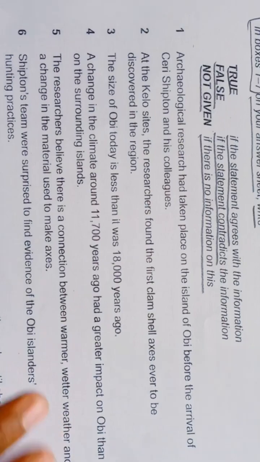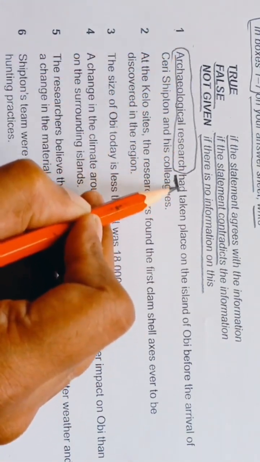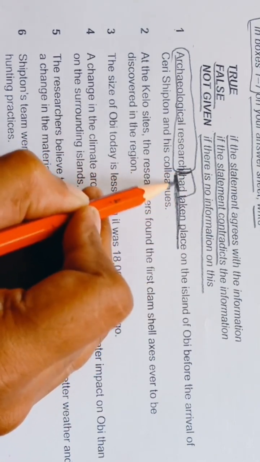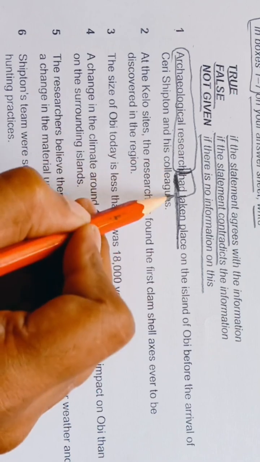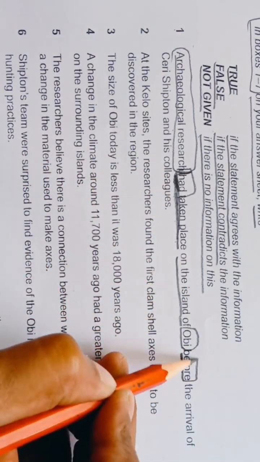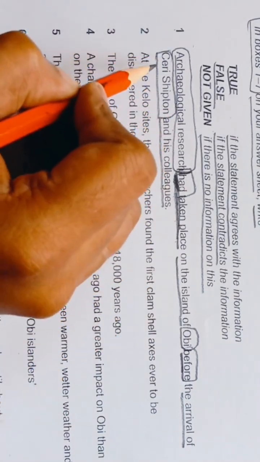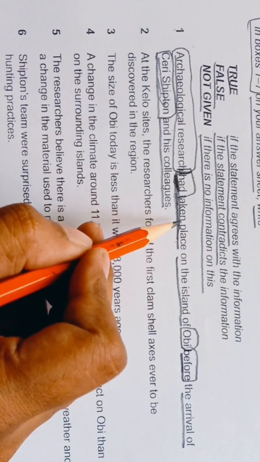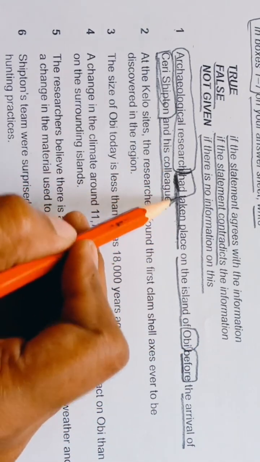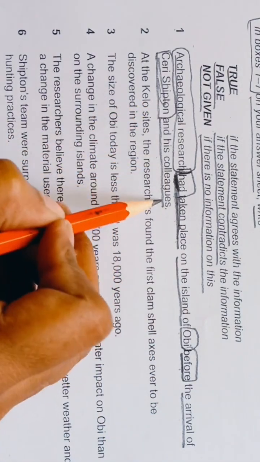First one is: archaeological research had taken place, which means they are talking about the past. Archaeological research had taken place on the island of Obi before the arrival of Sari Shimpton and his colleague. So these are our keywords. What they are saying here is that archaeological research had already taken place on the island of Obi before the arrival of Sari Shimpton and his colleagues.